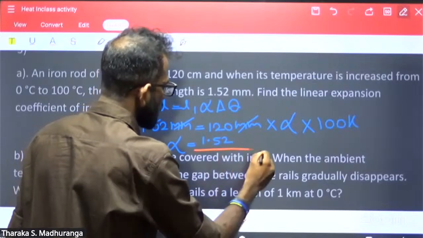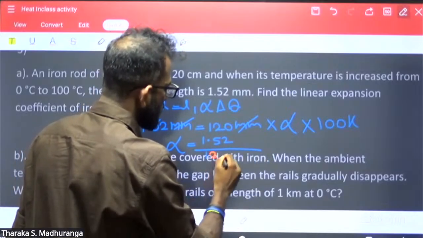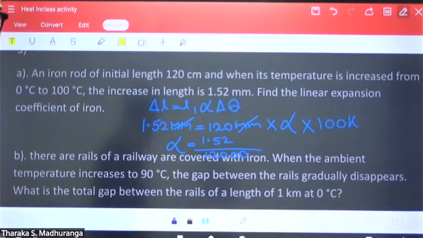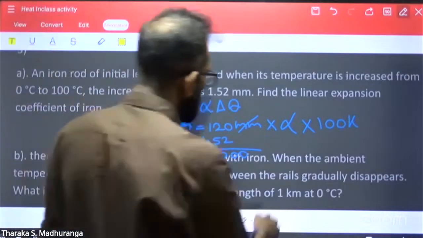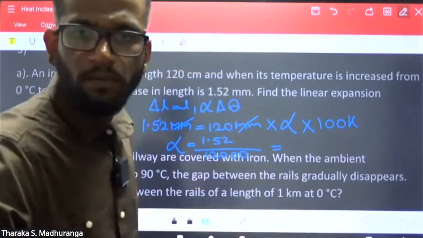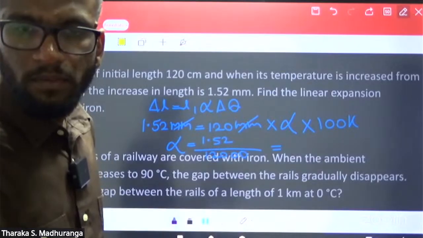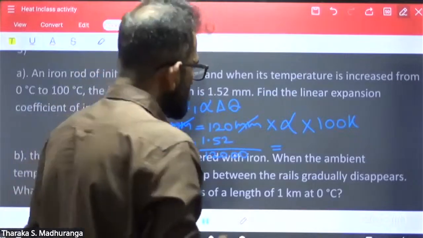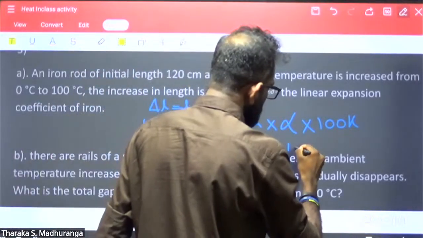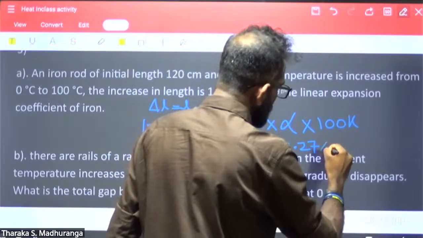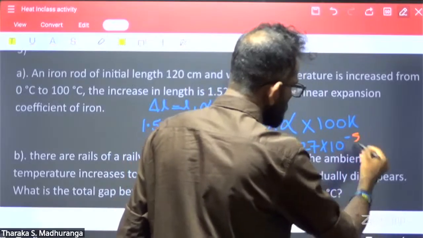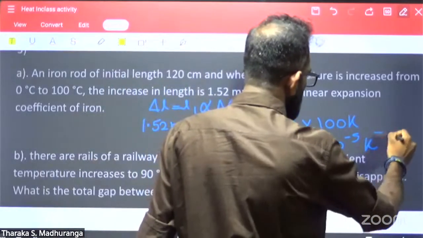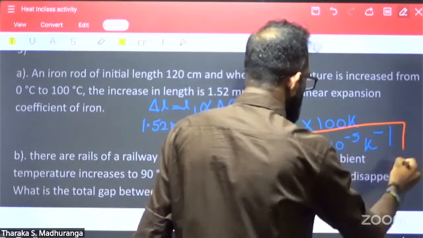1.52 divided by 12,000, no? Then a very small value comes. What is the answer? 1.27 into 10 to the power minus 5 per Kelvin, correct?